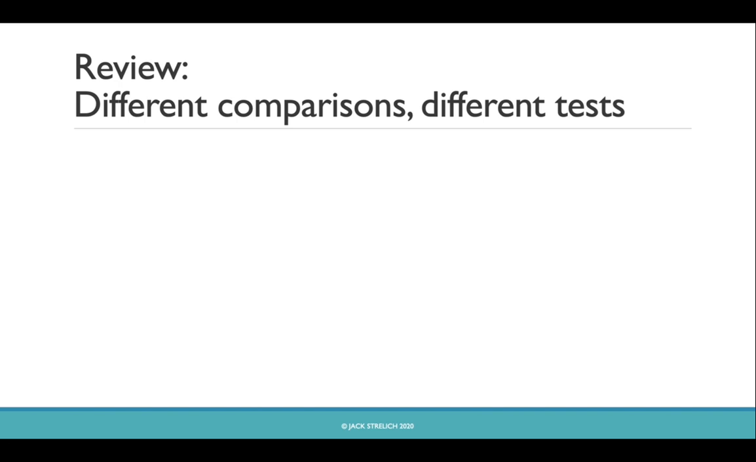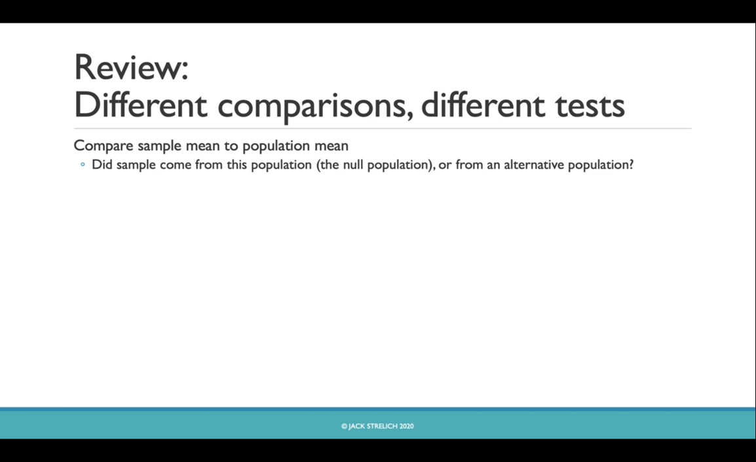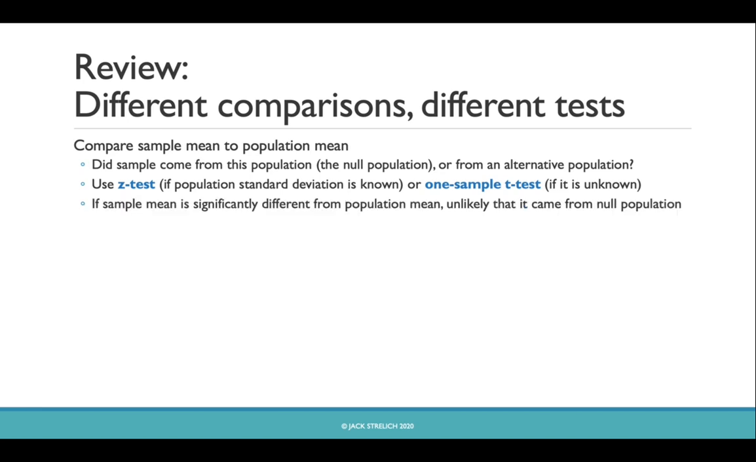Let's take a minute to review the different types of tests that we've covered so far and what types of comparisons they make. First, we might compare a sample mean to a population mean. Here, we're asking, did this sample come from this population, the null population, or from an alternative population? We can use a z-test if the population standard deviation is known, or a one-sample t-test if it is unknown. If the sample mean is significantly different from the population mean, then it's unlikely that it came from the null population. And here, we would decide to reject the null hypothesis and conclude that the sample came from an alternative population.